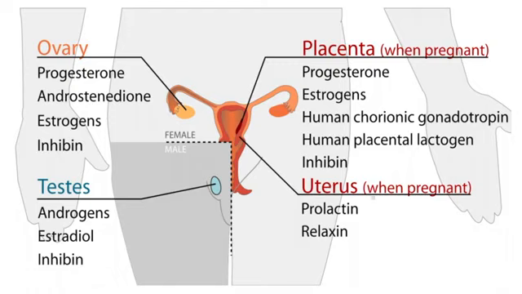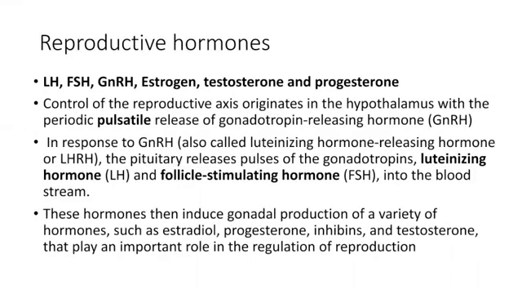And we're going to go into all of these more in depth. I just wanted to give you the overview of where they're located. And then obviously the testes, the male organs, are a lot less complicated if you want to look at it that way, but androgens, estradiol, and inhibin come from the testes. All right, so that's just an overview, and now we're going to go into them.